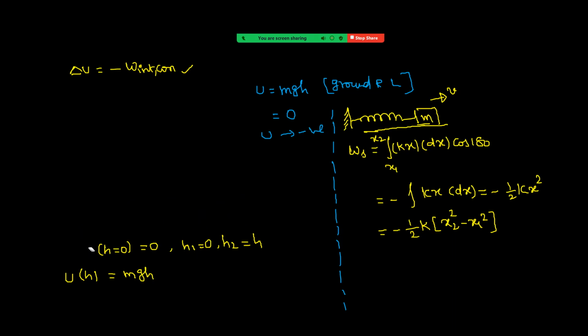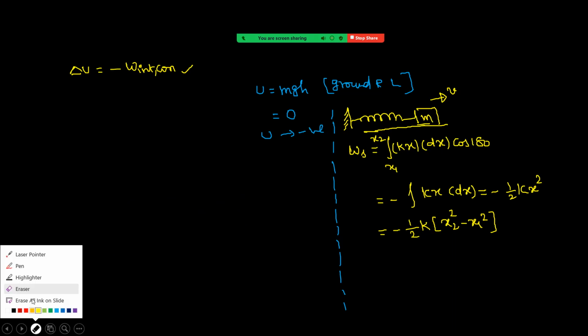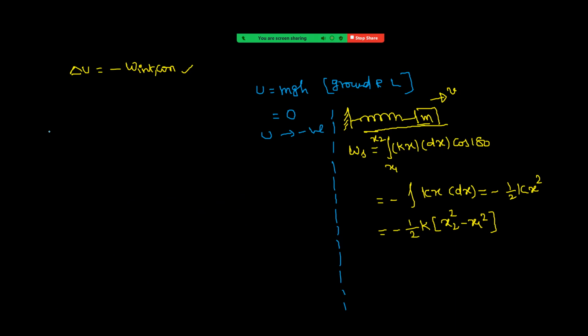So now we want to calculate potential energy. We got the work done by the spring force. Now delta U, meaning U of x2 minus U of x1, is equal to the negative of work done by internal conservative forces. Negative of that becomes half k, x2 square minus x1 square.